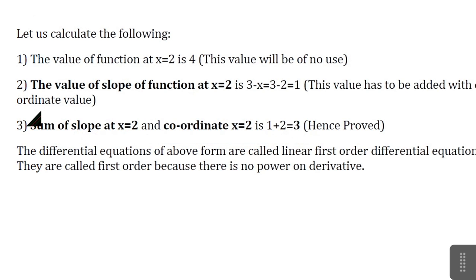The slope of the function at x equals to 2 was calculated here in the second bit. We got 1, and the coordinate that we have seen, what coordinate we have taken? We have taken the coordinate as 2. So when you add them, you get 3. It's quite interesting. So this is the physical meaning of this differential equation.